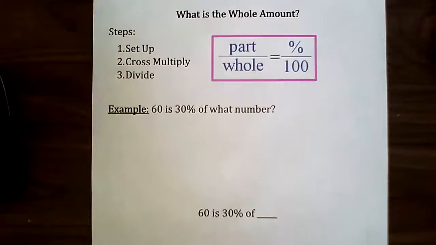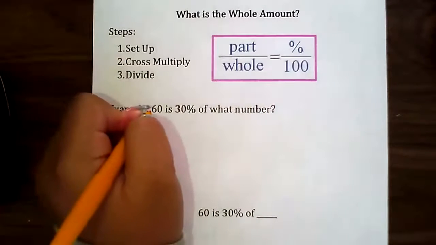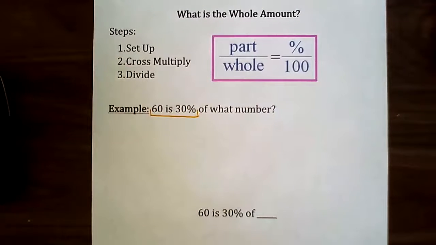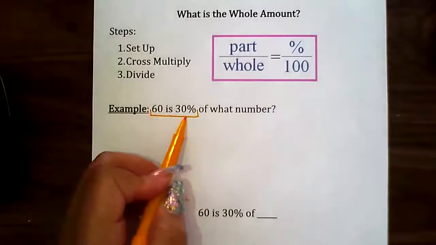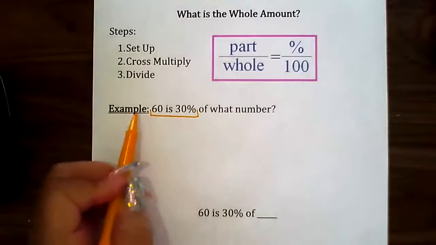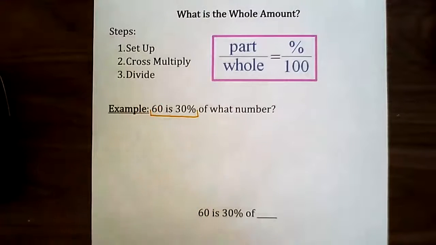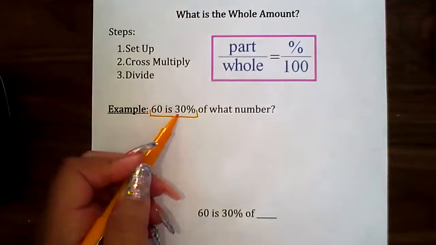So now I need to figure out what do I have and what am I going to be solving for? So I'm going to go straight in right here where it says 60 is 30%. If we remember that percents are always out of 100, and this says 60 is 30%, this has to mean that 60 is the part. Because if 60 was the whole, this would say 60 is 100%.